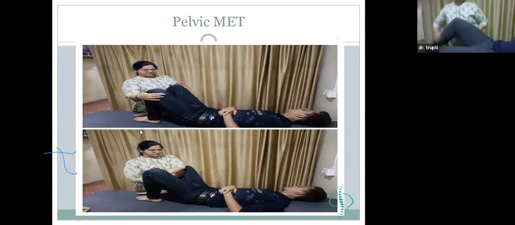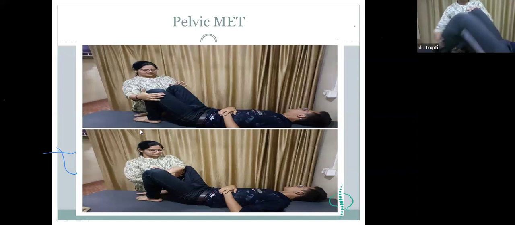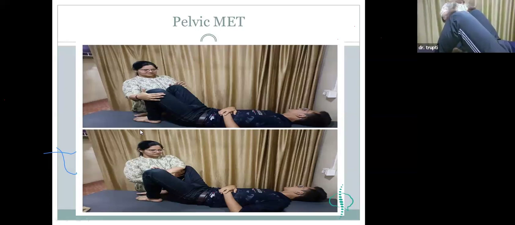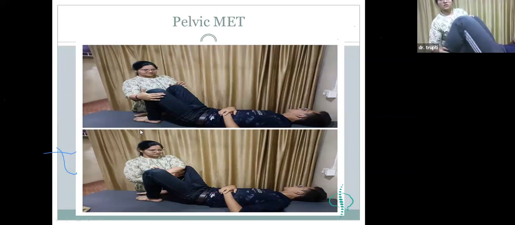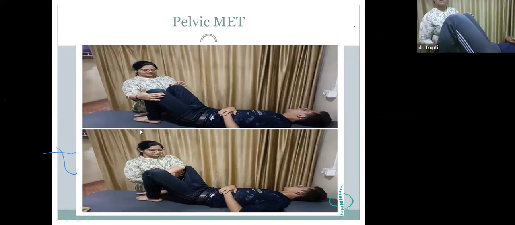The next one is shotgun technique. This is for pubic dysfunction. This is a generalized technique for pubic dysfunction. You can use this technique in all pubic dysfunction. This is a generalized technique and also shows a very good result.